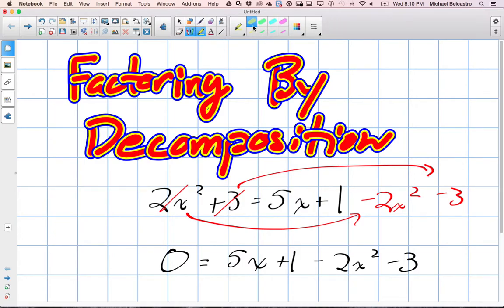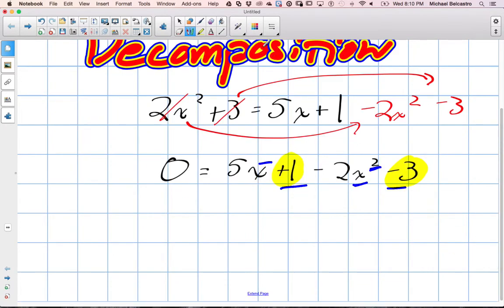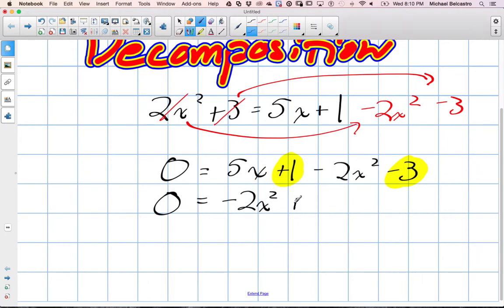All right, now we have like terms. So positive 1 and negative 3 are like terms. And we're also going to put them in the common order. Usually we put the variable to the highest exponent first, then the second highest, and then the constant term last. So when we do that, we'll have 0 is equal to, this value will go in front, so negative 2x squared plus 5x. And when we combine positive 1 and negative 3, we'll end up with negative 2. Okay? So we have this equation now.